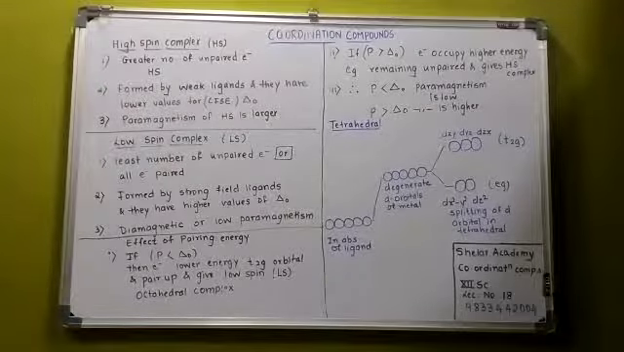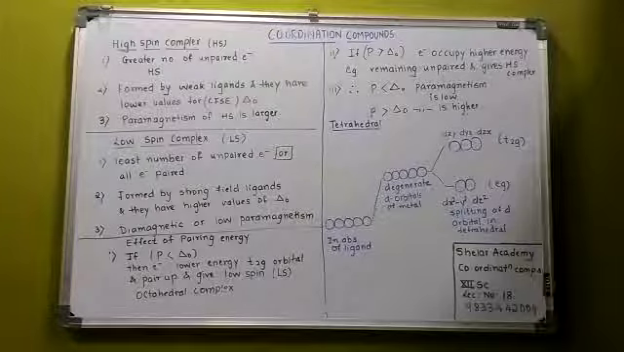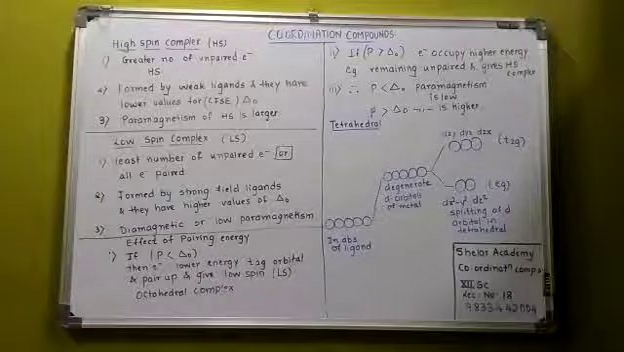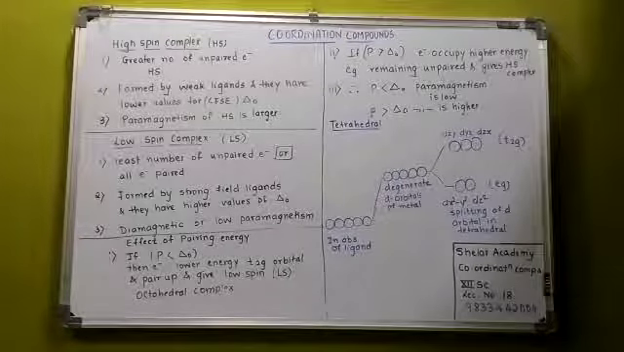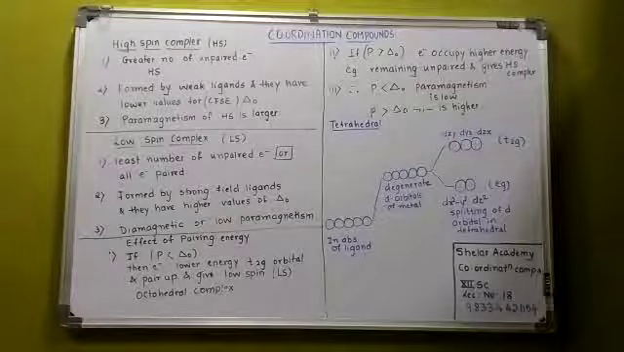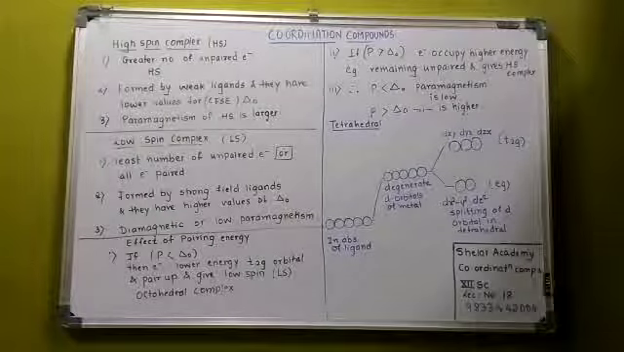Lecture number 18. Now let us see what we mean by a high spin complex and a low spin complex. Listen here, I have written the properties of it. The complex which has a greater number of unpaired electrons, and hence a higher value of the resultant spin and the magnetic moment, is called a high spin, or HS, complex.